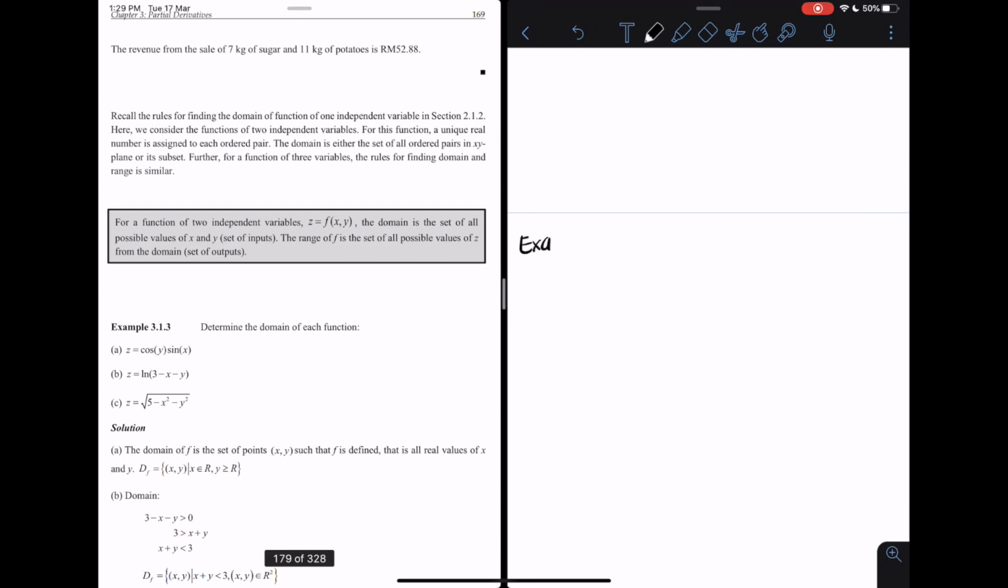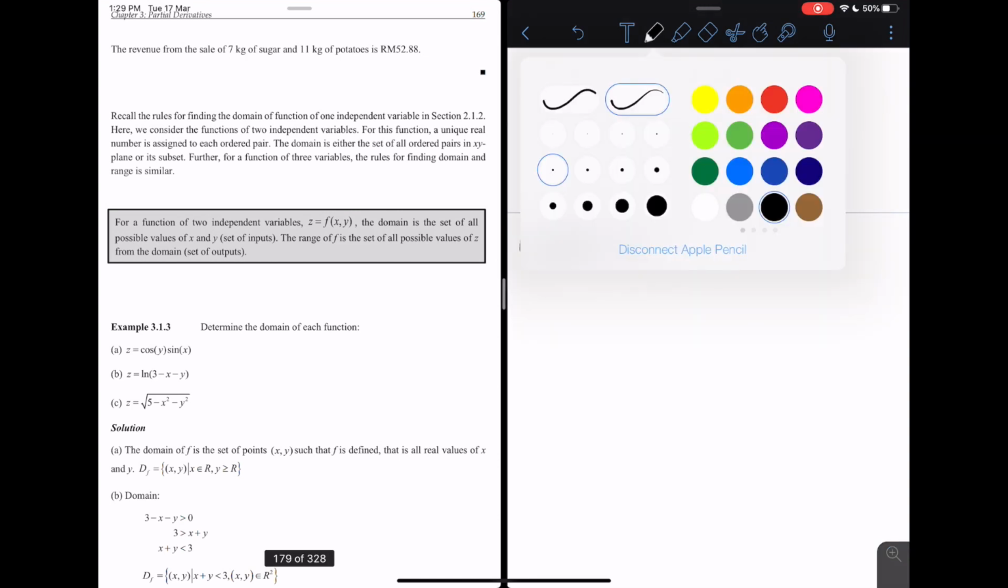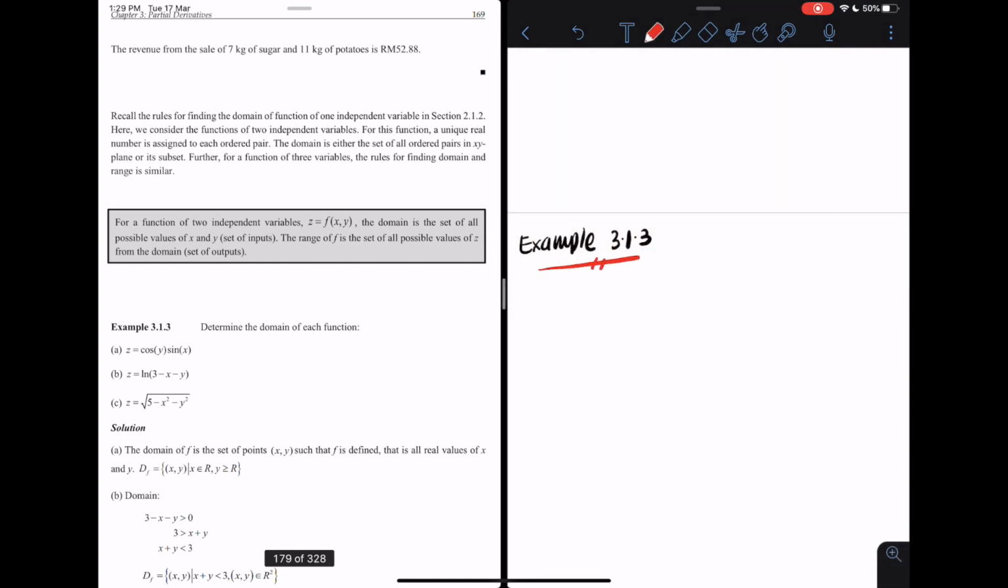example 3.1.3. For the first example, such as z is equal to some function cosine y and sine x. So if you look at the right hand side, this is actually the multiplication between two trigonometric functions, cos y and sine x respectively. So before that, try to recall back what you have learned in topic 2.1 in chapter 2.